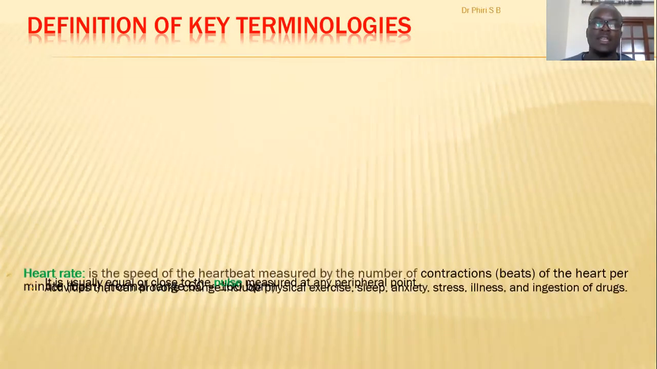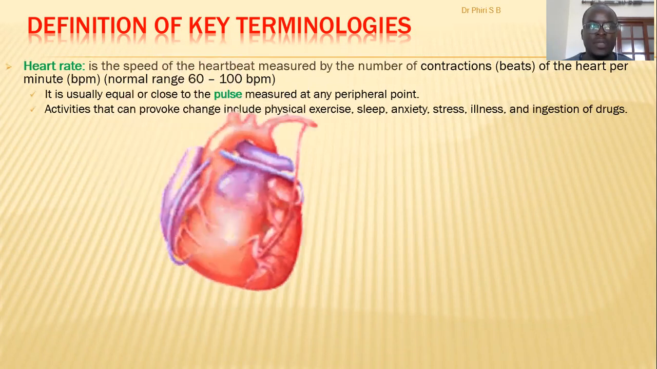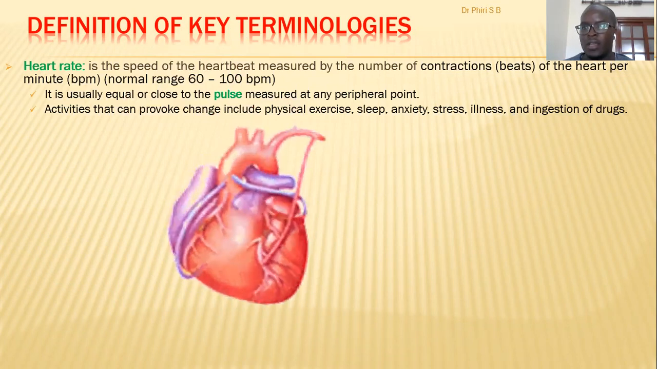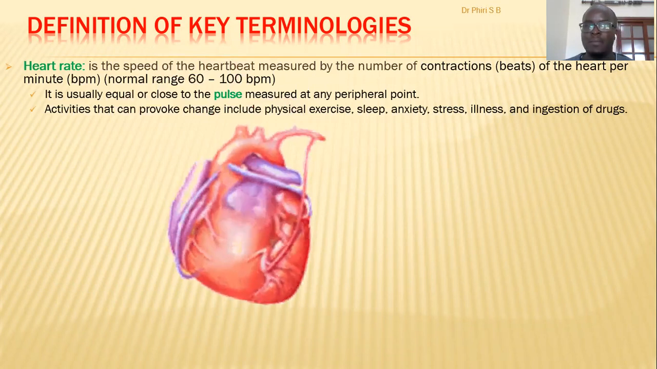Okay, since we're looking at the mechanical response of the heart, there are certain terminologies that you need to understand before we go into detail. So let's look at the definition of key terminologies. You need to be able to define these terminologies, starting with the heart rate. So what is heart rate? The heart rate is simply the speed of the heartbeat measured by the number of contractions or beats of the heart per minute. So it is measured in beats per minute.